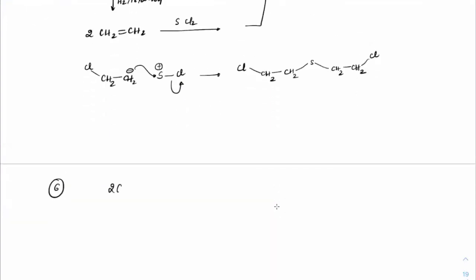Next, if I take 2 moles of CH triple bond CH and heat it with sulfur, we'll get thiophene. Just like if you take 3 moles and heat, we got benzene. With sulfur, if you do it, we'll get thiophene.